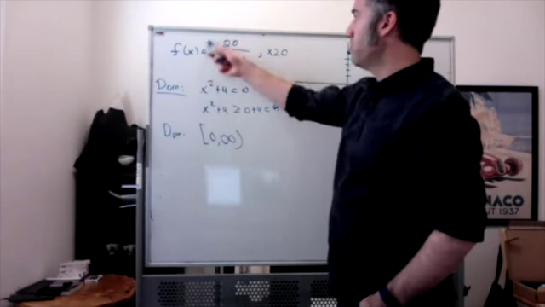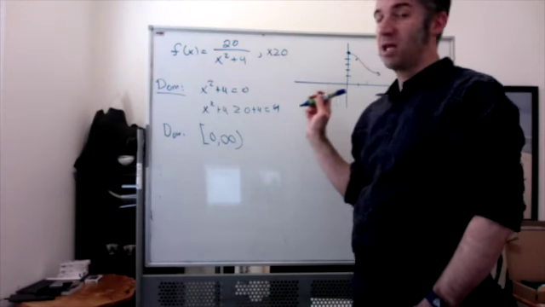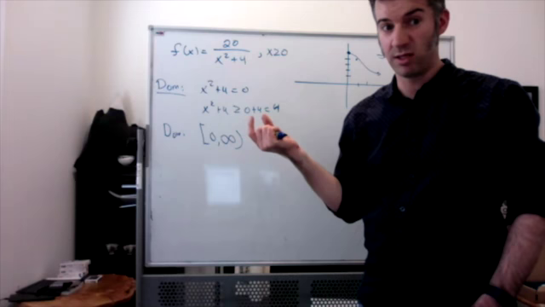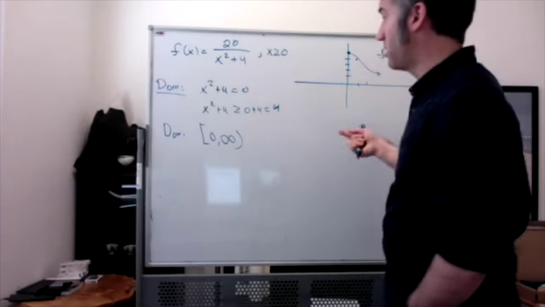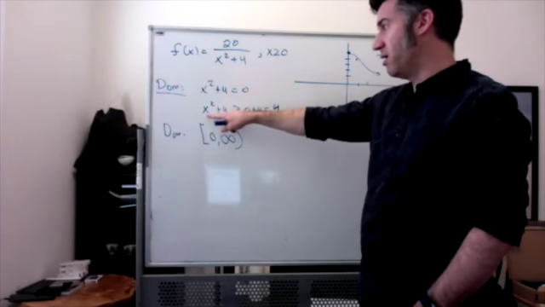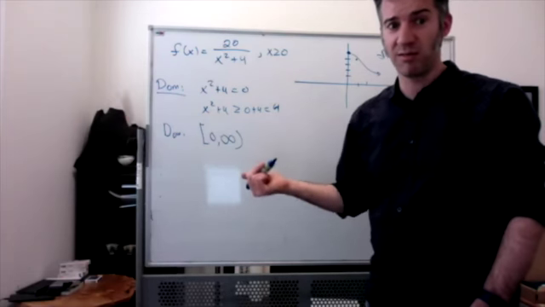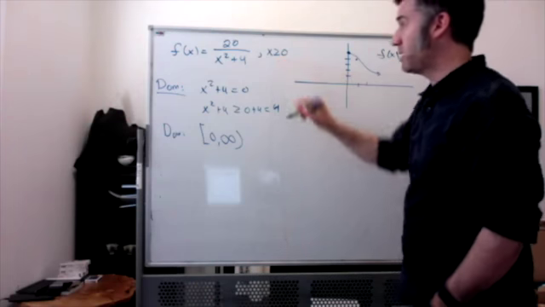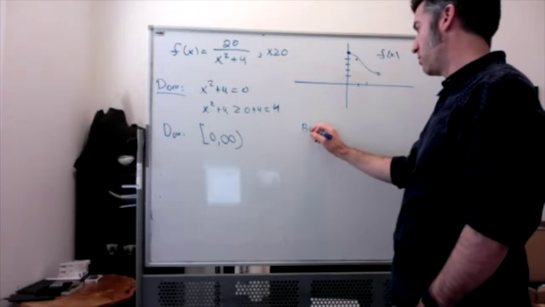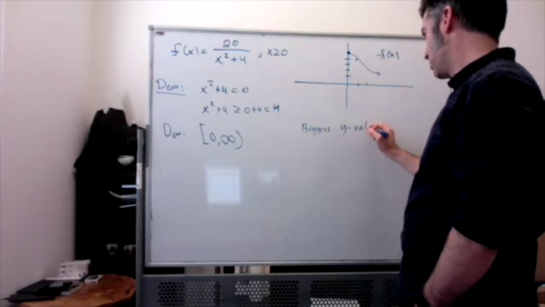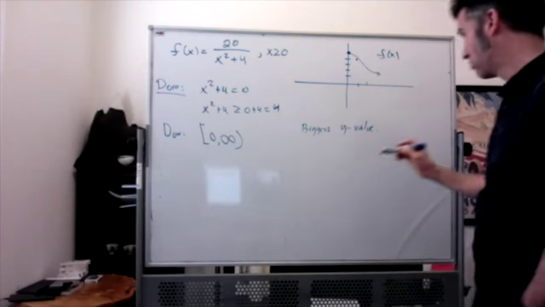Looking at this function, the biggest this function can be is when the denominator is the smallest. The smallest the denominator can be, well, we just said x squared plus 4 is always greater than or equal to 4. So the smallest it can be is 4. So the biggest range value, or the biggest y value, is going to be when x is 0.